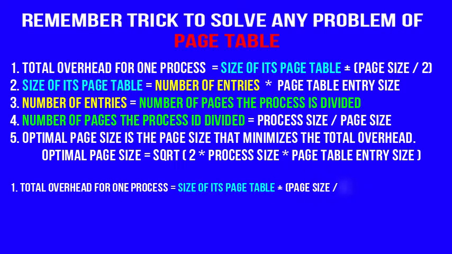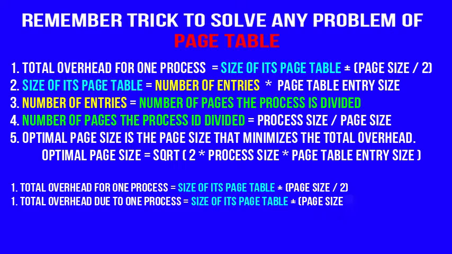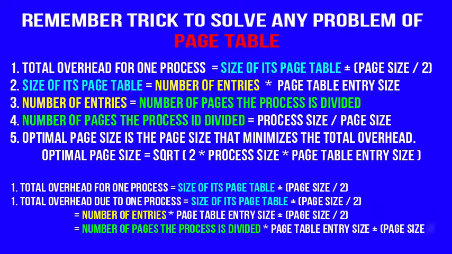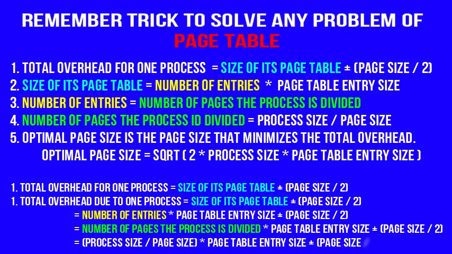Number of entries equals the number of pages the process is divided into. Fourth, the number of pages the process is divided into equals process size by page size. And fifth, optimal page size is the page size that minimizes the total overhead. Optimal page size equals the square root of 2 into process size into page table entry size.